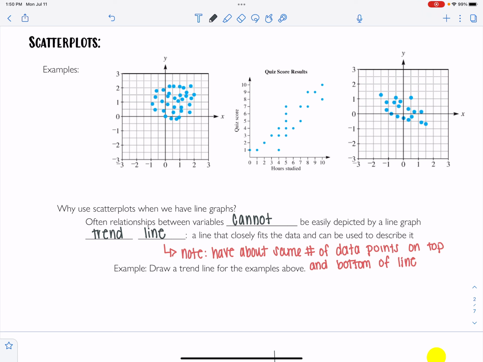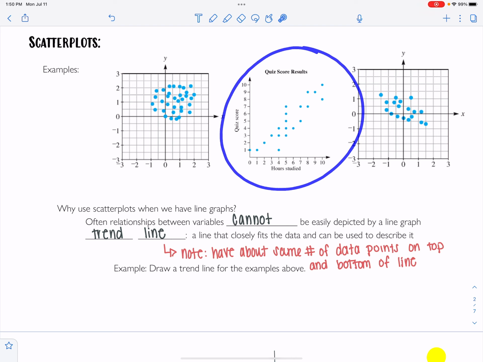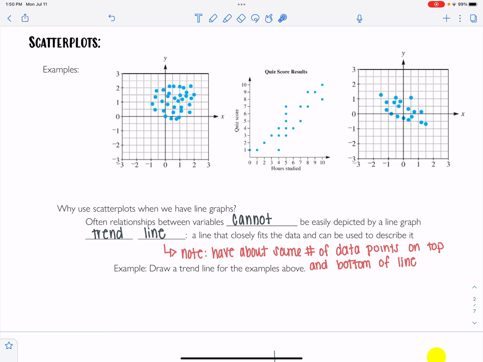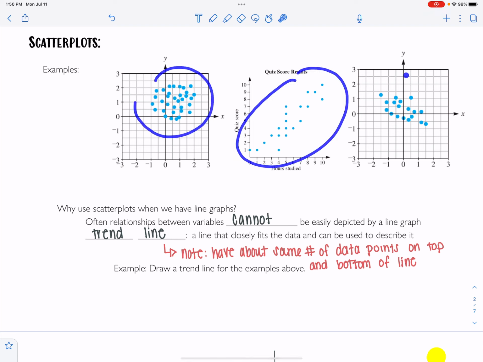So here you've got 3 examples of scatterplots. One of them has some background information. It's quiz scores. The other 2 are just random scatterplots that I found online. So you can see how there's just dots all over the place.